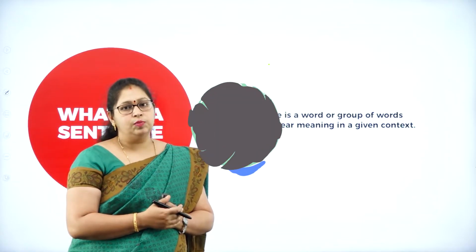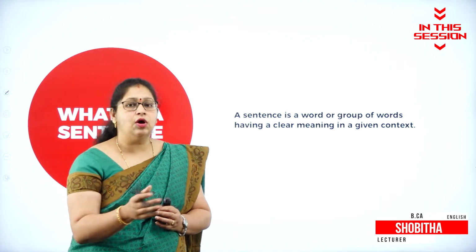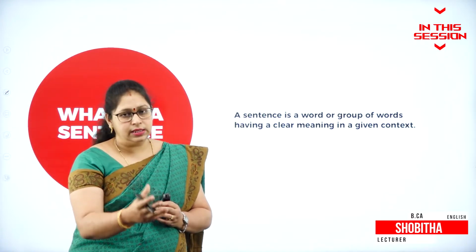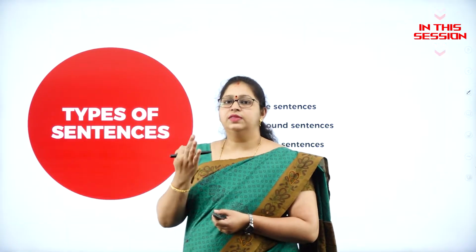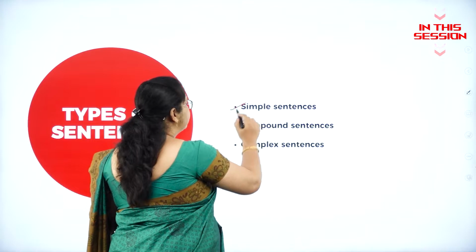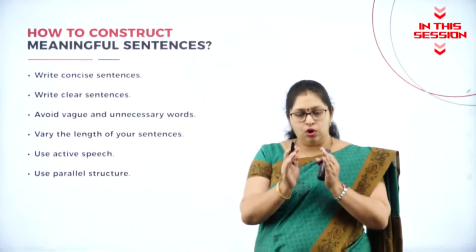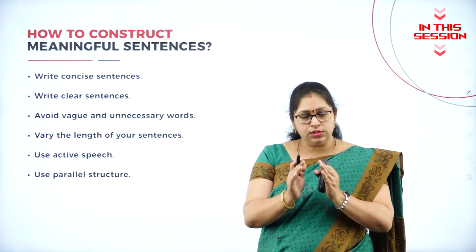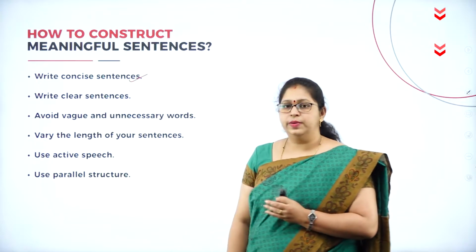A sentence is a group of words. Here it should be meaningful to the given context. If it doesn't mean according to the context, then it is not a proper sentence. We have three types of sentences in English. They are simple sentence, compound sentence and complex sentences. What is your intention to use that word should be clear. That is, the sentence should be concise.